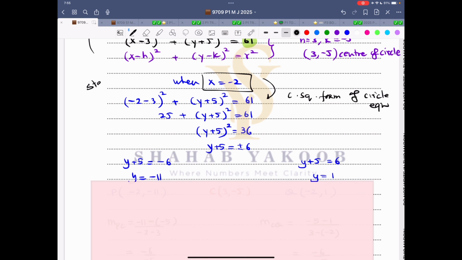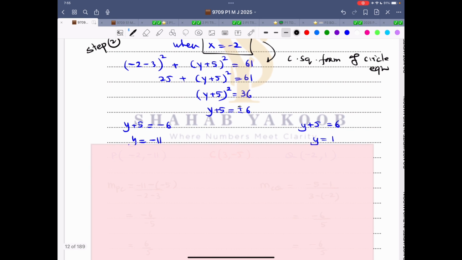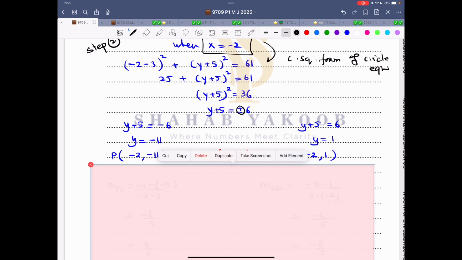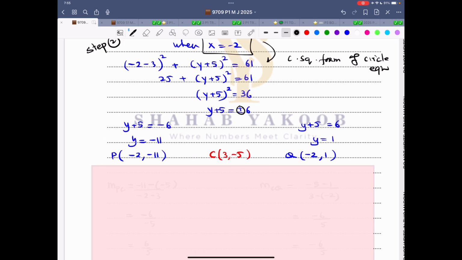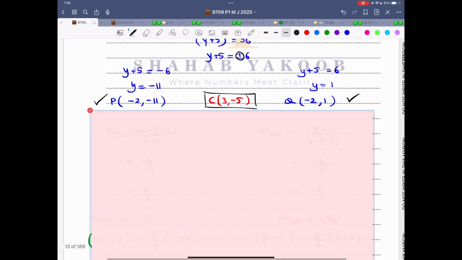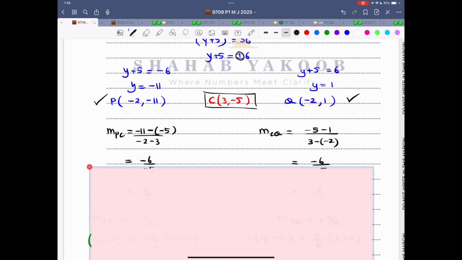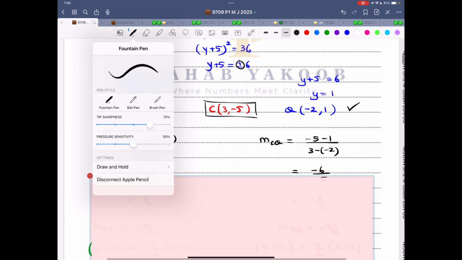So this is step number 2. And then when we take the square root, don't forget the positive negative sign, and we are getting the 2 points, that is P and Q. It doesn't make a difference which one you label as P, which one you label as Q. And remember, the center of the circle is right there waiting for you. So now 2 steps are done. The third step. So now we have P, we have C.